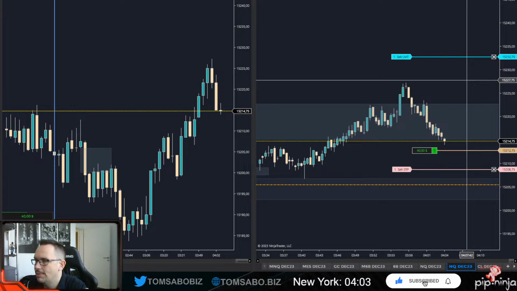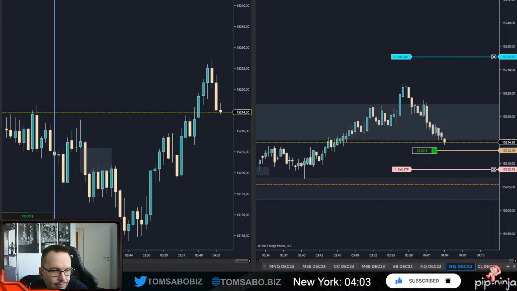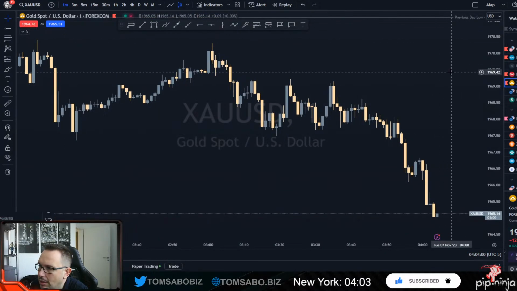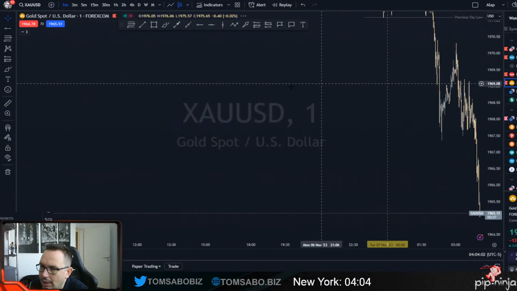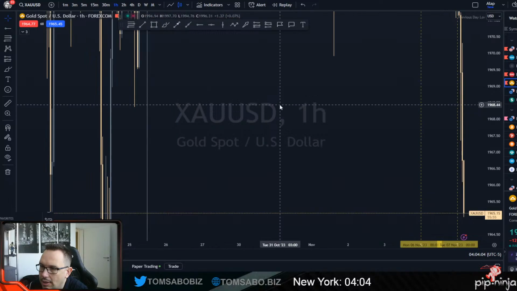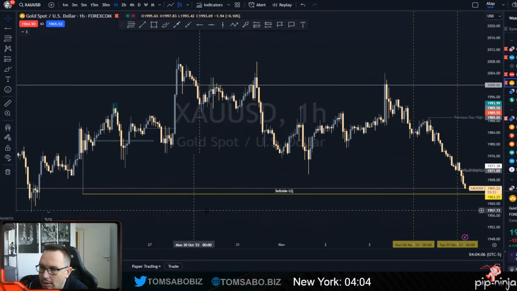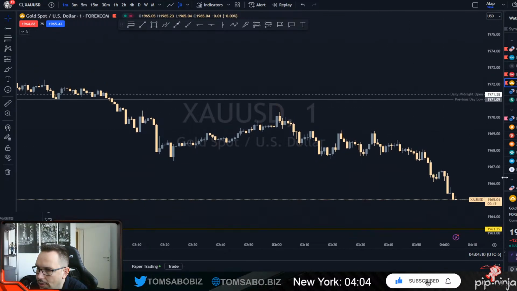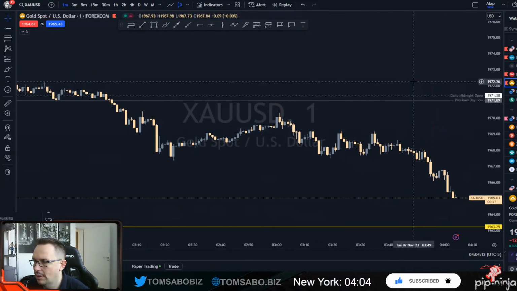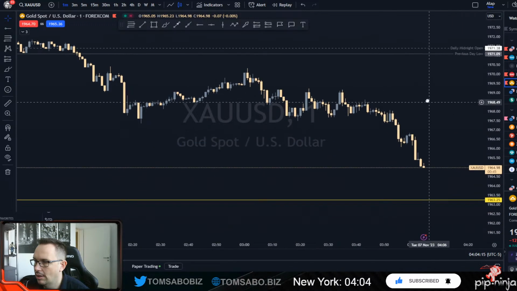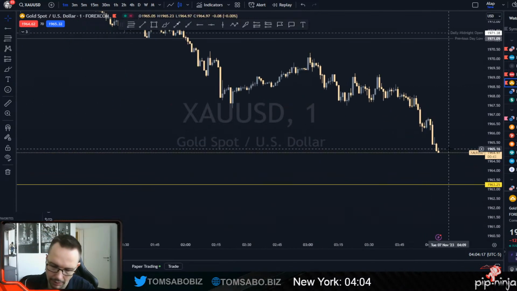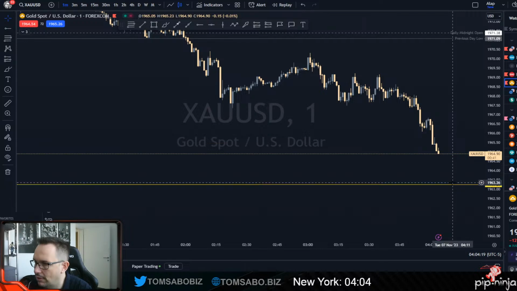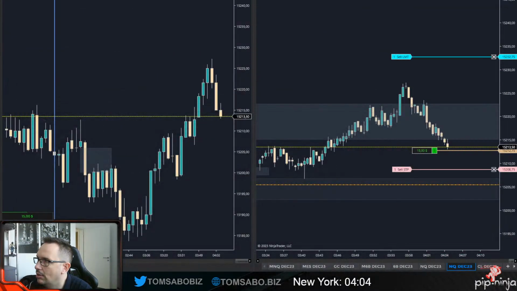I mean, not just this, but even gold is just... Okay, gold, I think, took out that previous low, maybe. Almost. We can take a short maybe on gold. If I have a challenge account, a 25k challenge account at my funded accounts, I would love to take out that low.